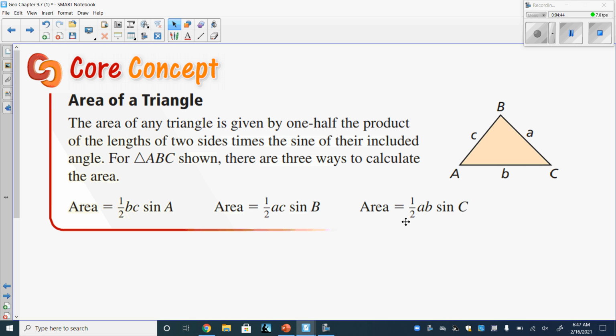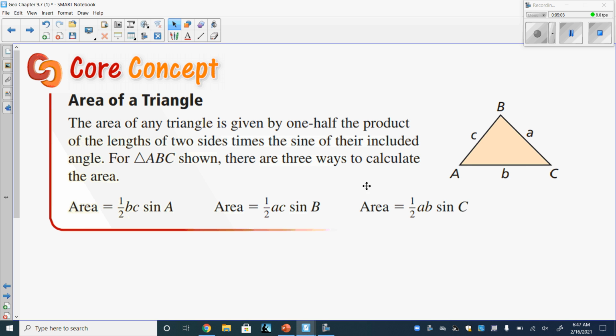The area of any triangle is given by 1/2 the product of the length of the two sides times the sine of their included angle. So if we're given an obtuse triangle, we don't need the 1/2 base times height, because it does work, but we also have this here.